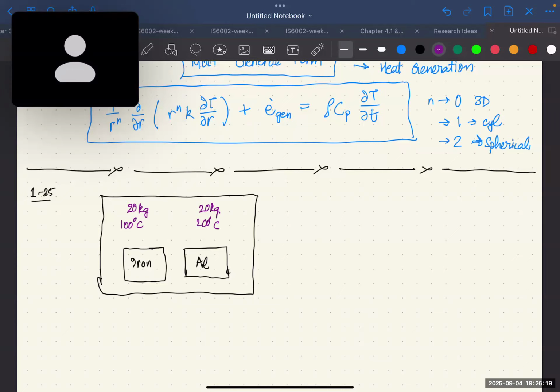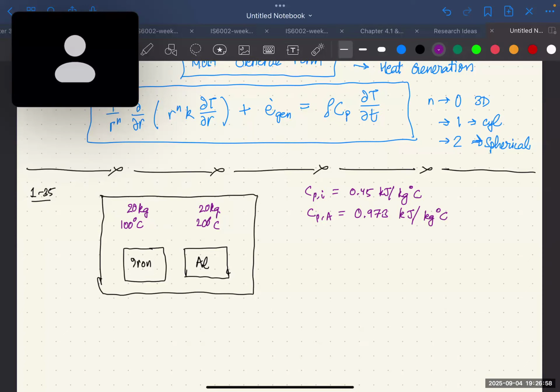And we have the specific heats of both the things as well. So specific heats would be CP. So CP of iron is 0.45 kilojoule per kg degree Celsius, and CP of aluminum is given as 0.973 kilojoule per kg degree Celsius or kg Kelvin.